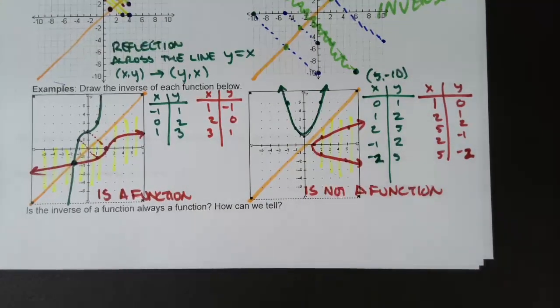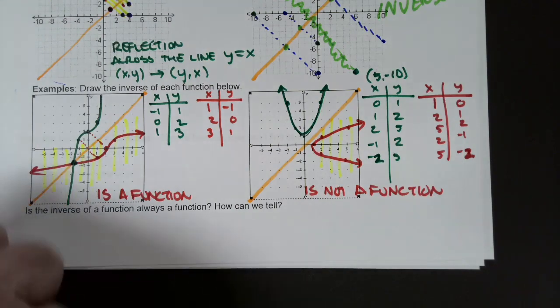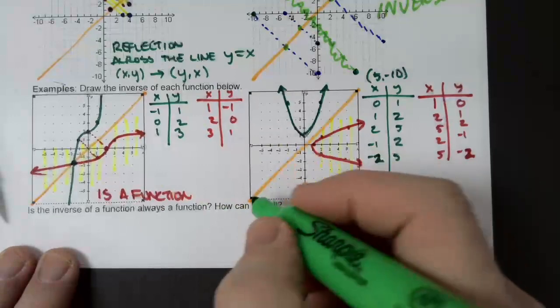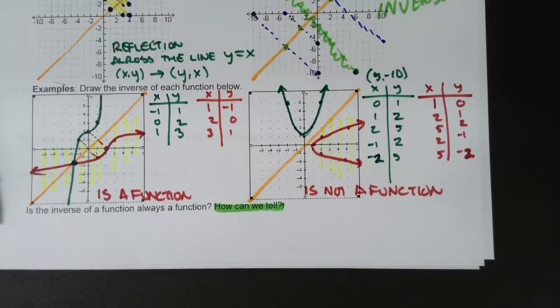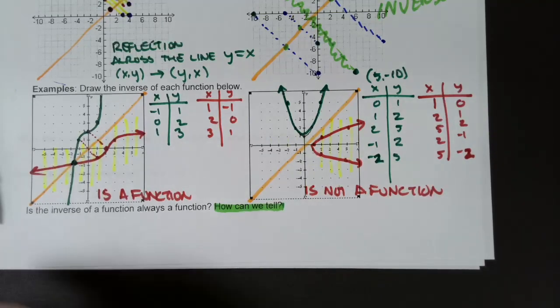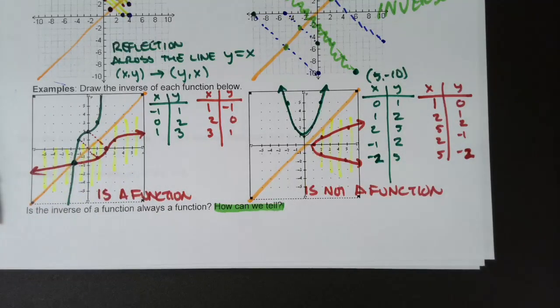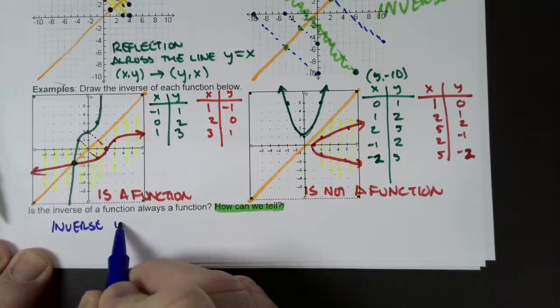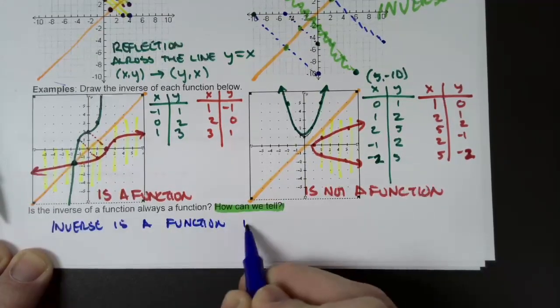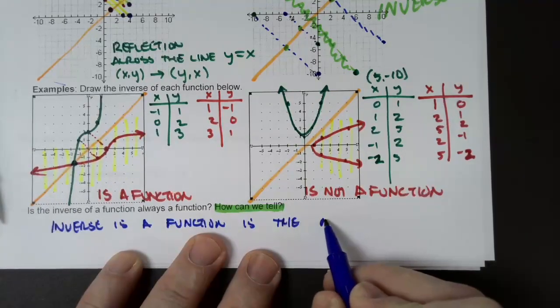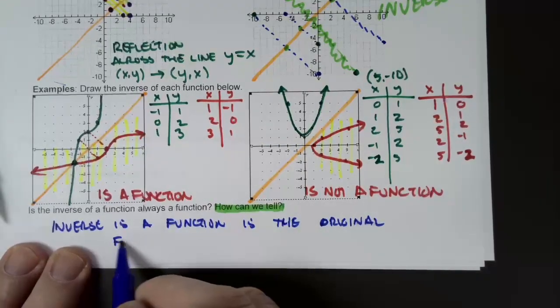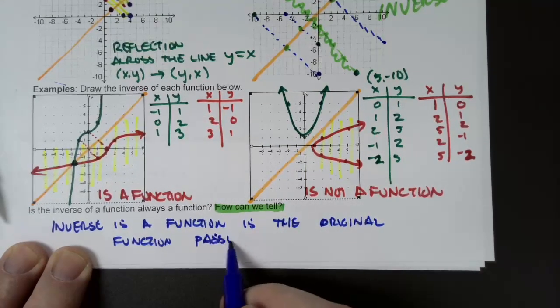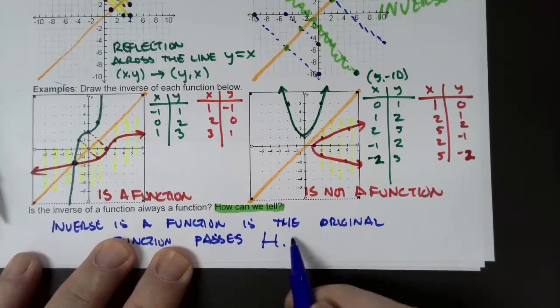Now, we're going to use something to help us out with this. We know that these did not pass the vertical line test. But if we're looking at the original function, we can tell from that function whether the inverse is a function by doing something that's called the horizontal line test. The inverse will be a function if the original function passes what's called the horizontal line test.